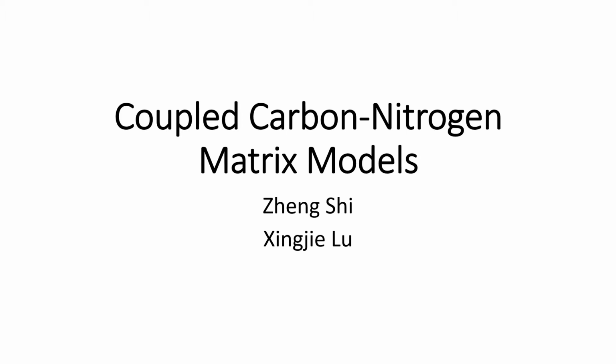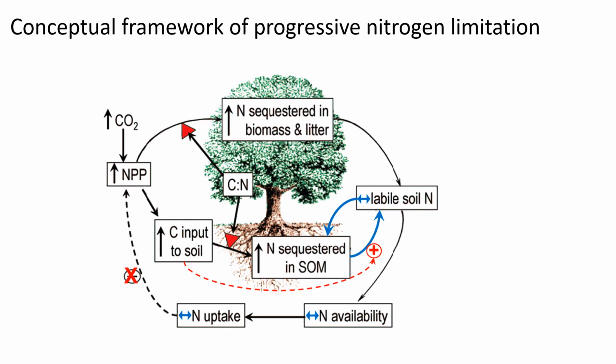Mineral nitrogen dynamics determined by the nitrogen input, mineralization, plant uptake, and the leaching can also be described by one equation. Rising atmospheric CO2 concentration tends to induce carbon sequestration in terrestrial ecosystems. The conceptual framework of progressive nitrogen limitation has predicted nitrogen limitation on future carbon sequestration in terrestrial ecosystems in response to rising atmospheric CO2.